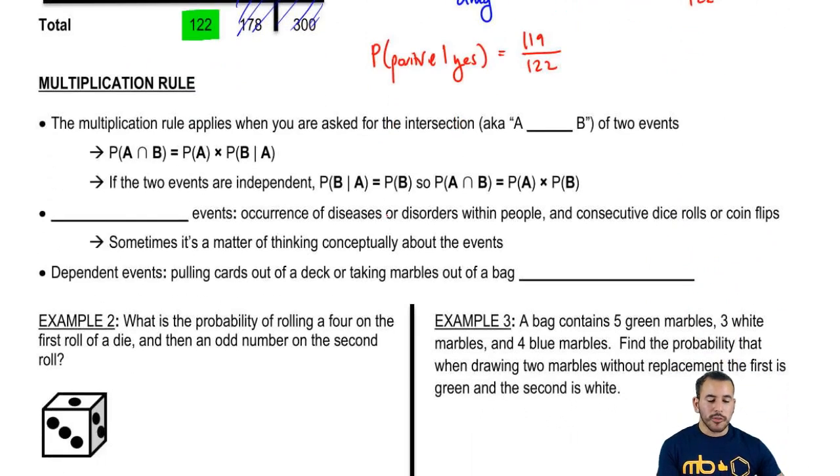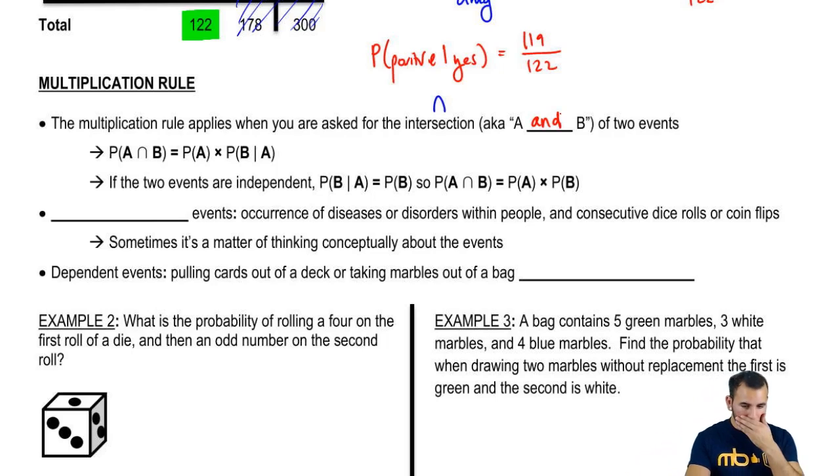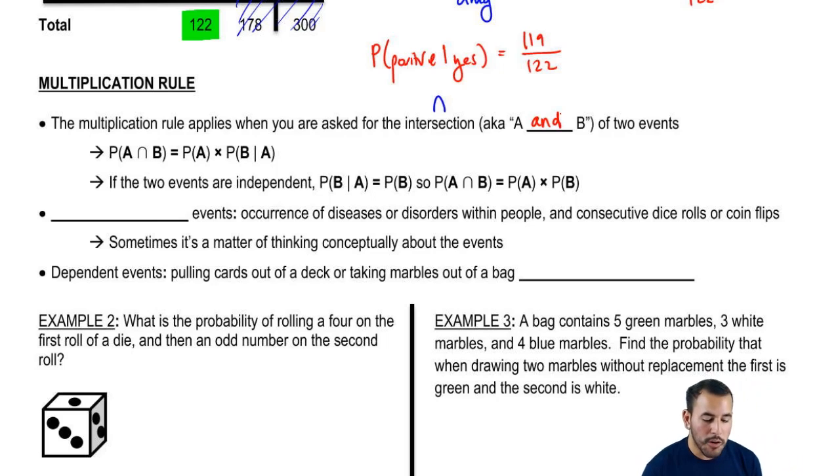So the multiplication rule applies when you're asked for the intersection. Remember, intersection, aka the little upside down U, or "and", right? Events A and B of two events. So the probability of A and B occurring is the probability of A times the probability of B given that A had occurred. Basically we're saying A happened, now B may be affected by A. So we would say the probability of B given that A has already happened.